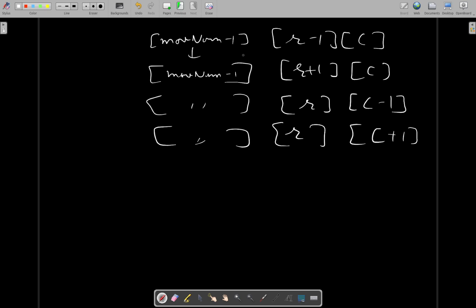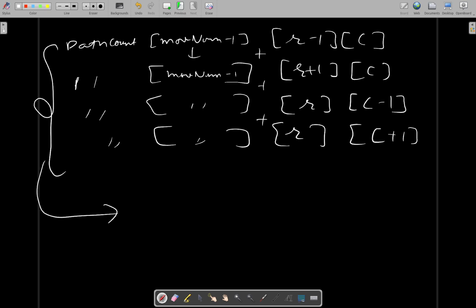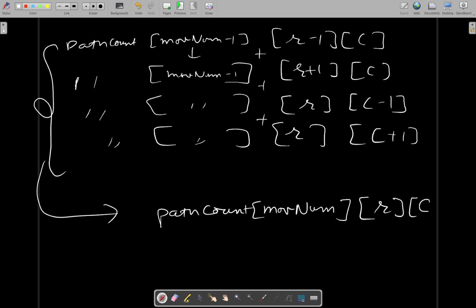Okay, so you will be adding contributions of all these states, path count here also, and contributions of all these states will be added to path count of the current move number and current location of the ball in this particular move number. Okay, so these contributions will be added to your current state. So this is your current state, and these are your previous states possible.